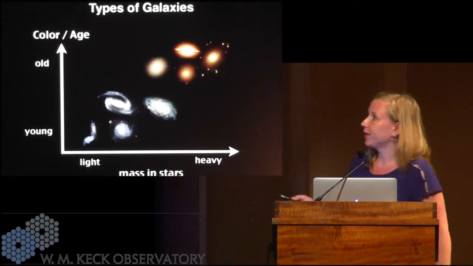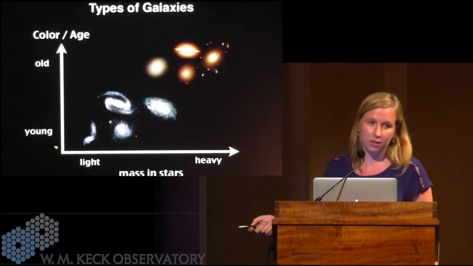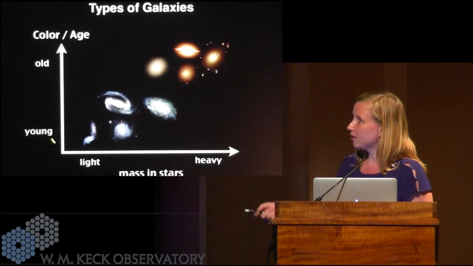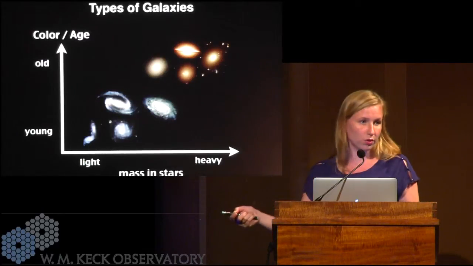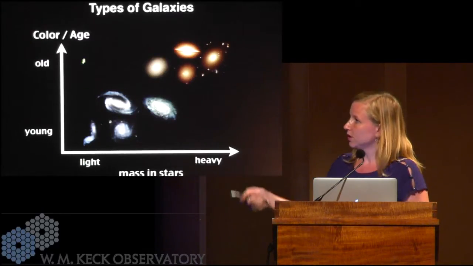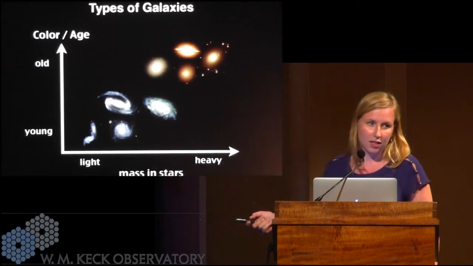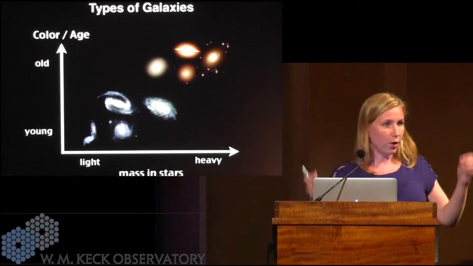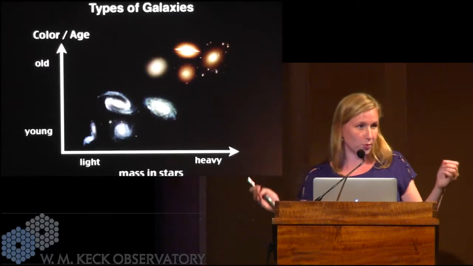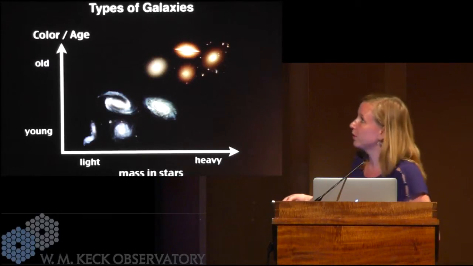Okay, so what am I showing here? On the x-axis, you see the mass in stars, and on the y-axis, you see the color or the age. So this is young, this is old, this is light, and this is heavy. And most of the galaxies fall in one of these two classes. You're either a spiral or an elliptical, pretty much.